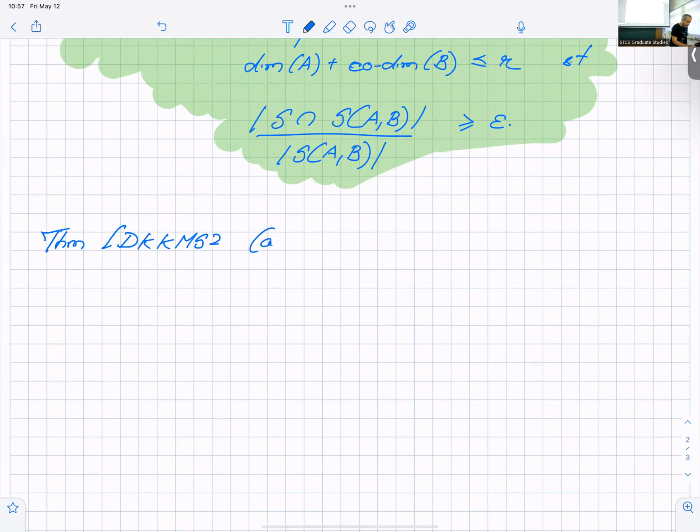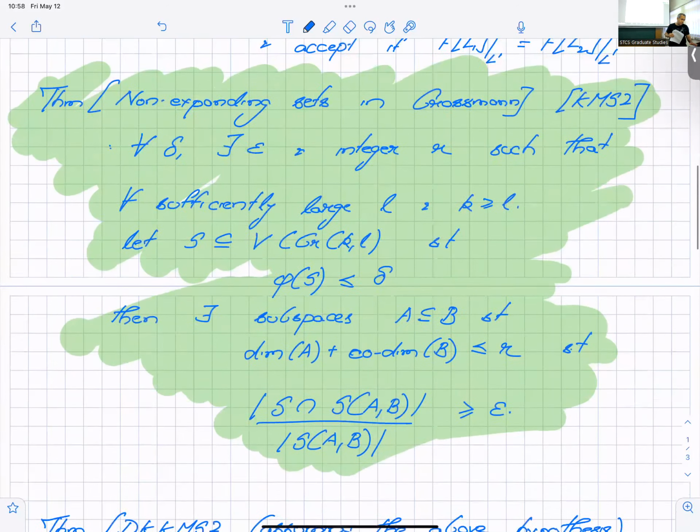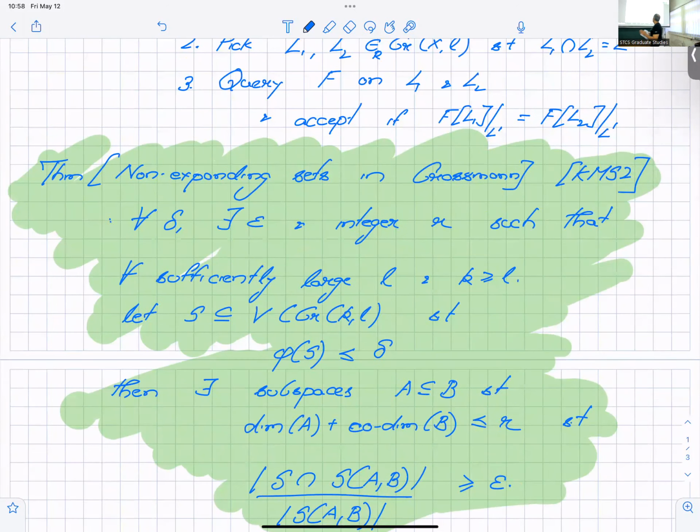So, assuming the above hypothesis, they showed that for all delta. So here, what is the statement? You are just saying S is non-expanding. Already it doesn't say S is small. Any non-expanding set has to, but by the way, I'm given if X is large.